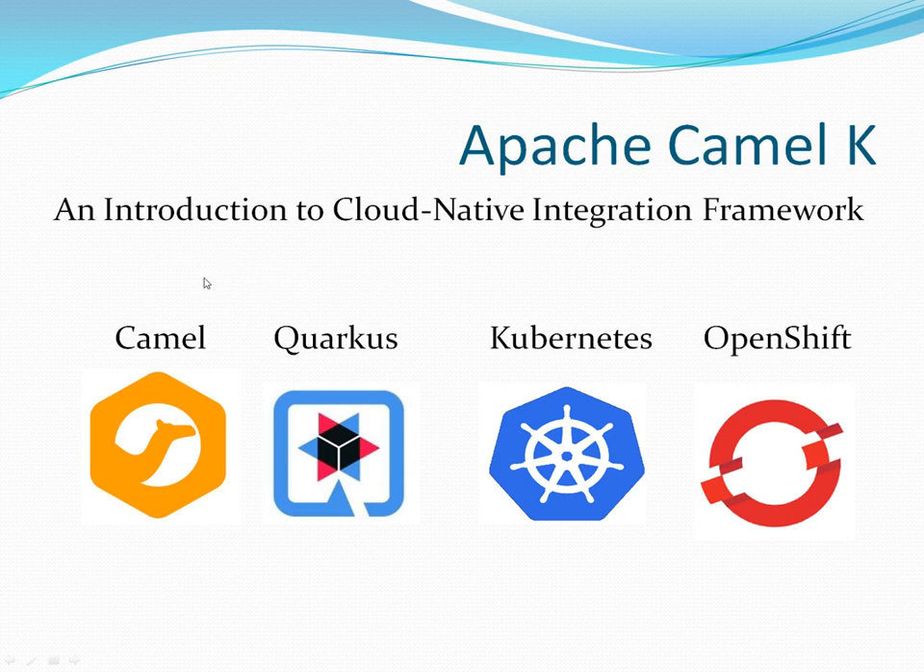So we are going to see the Apache Camel series. In this series, first we are going to see Apache Camel K. What is Apache Camel, what are its features, and where can we use it? We are going to see all these things in this video. We are going to discuss Camel, the Quarkus framework, then the environment. It may be Kubernetes or OpenShift.